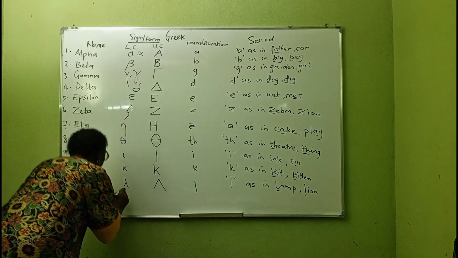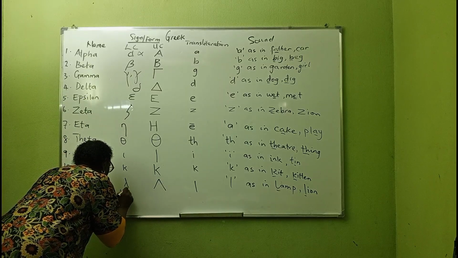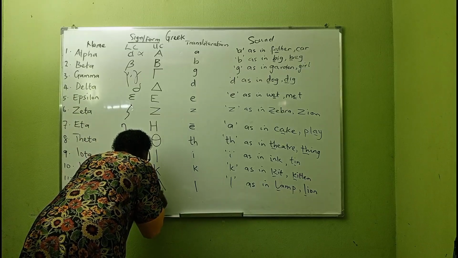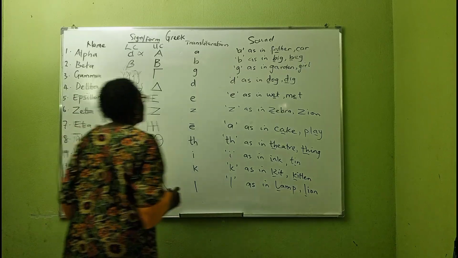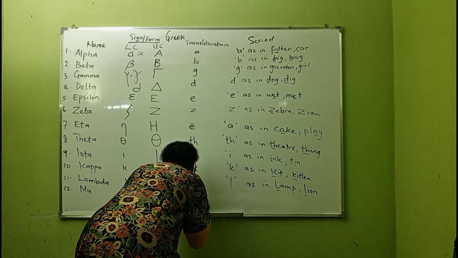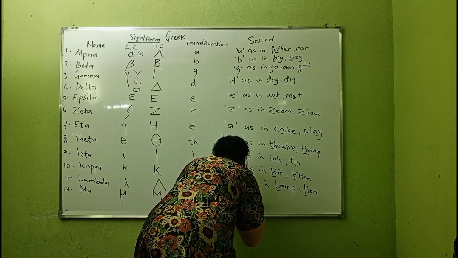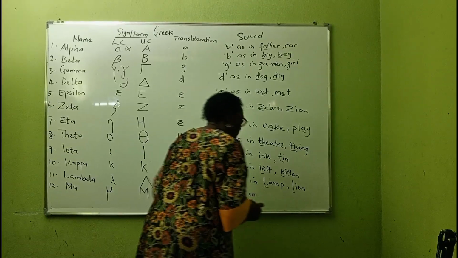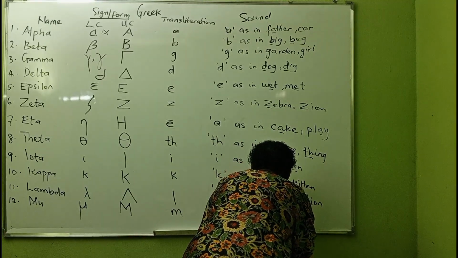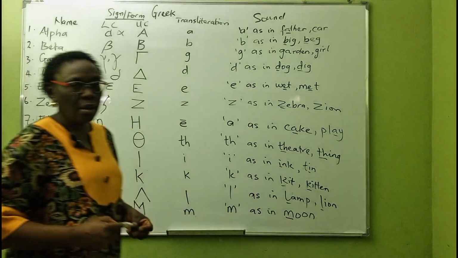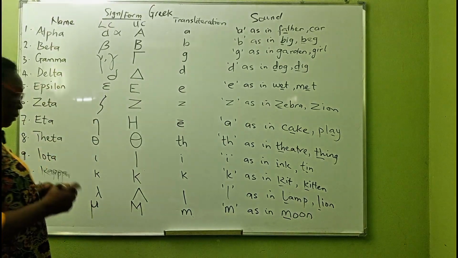Following after that, number 12 is moon. Moon is our M. The capital letter is also capital letter M. In transliteration it is M. So we can say M as in moon. That's moon. Okay, let's go to the other one.